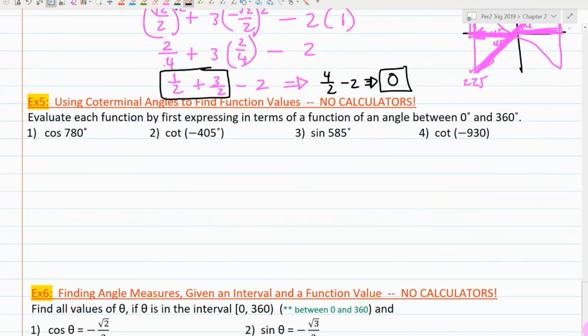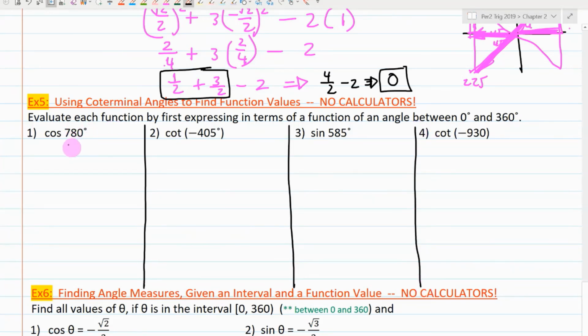Go ahead and do these 4 problems, please. Find the coterminal angle first. It'll be easier to do it that way. And then see if you can answer the rest of it. All right, so if I subtract 360 twice here, do them first and then check after you have them.